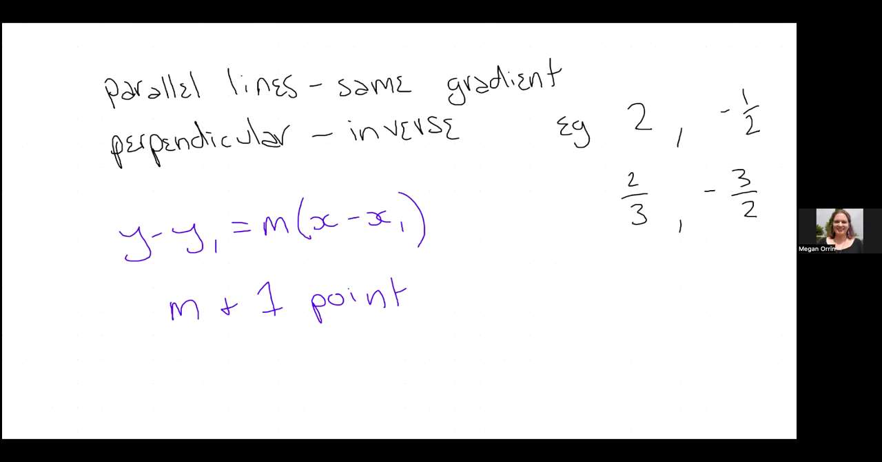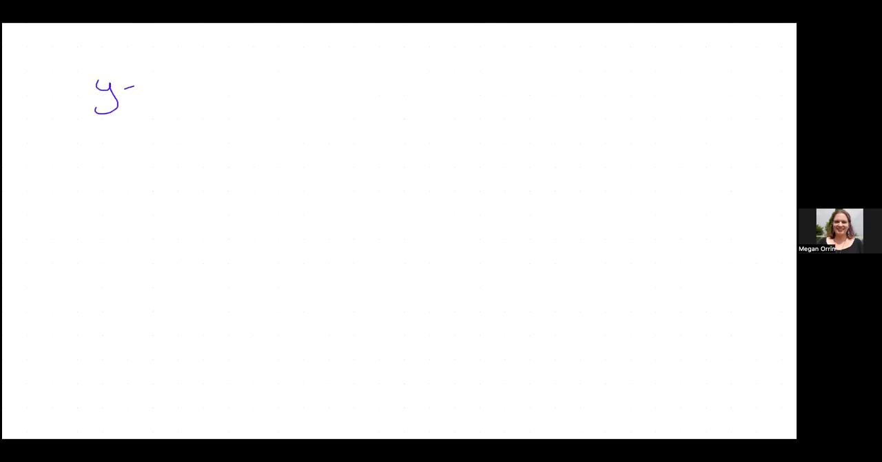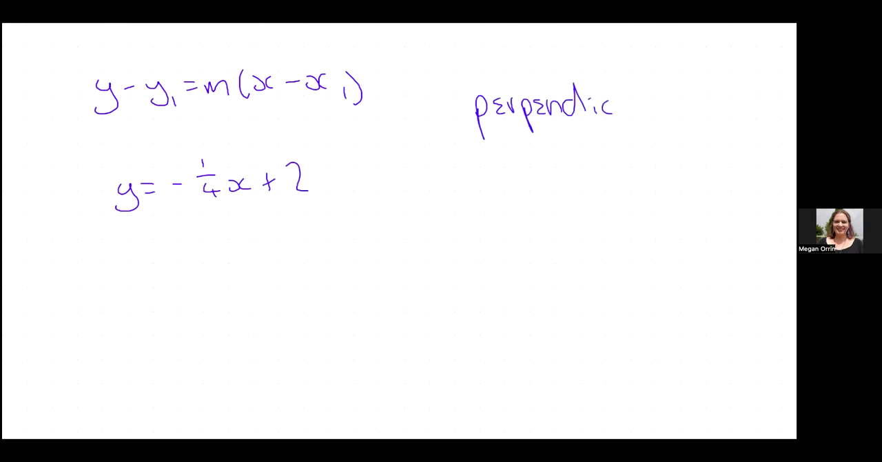All right, so let's just rewrite it here: y minus y1 equals m(x minus x1). Let's say the line y equals -1/4 x plus 2. I want a perpendicular line that passes through the point (2, -8). All right, let's put that information into our formula.